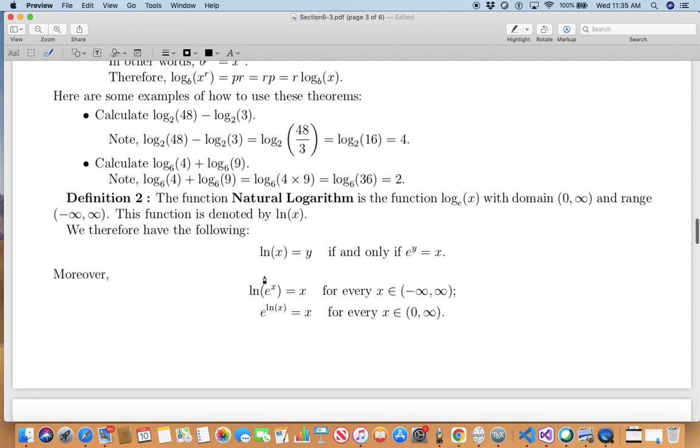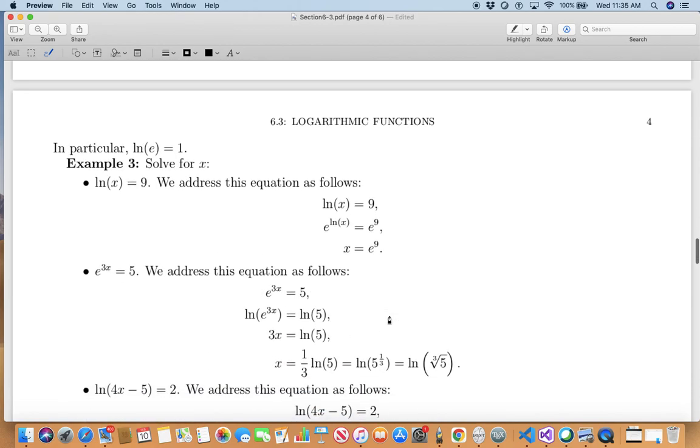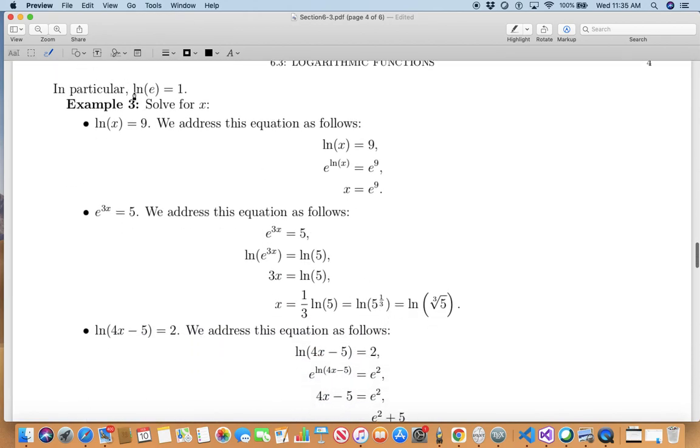Moreover, because natural log is the inverse of the exponential, natural log of e to the x is x. This happens for every x on the number line, and e to the natural log of x is x. This happens for every positive x. All right. In particular, natural log of e is 1. Why? Because natural log of e is natural log of e to the power 1. They are inverse functions, so 1 jumps out, that's all.